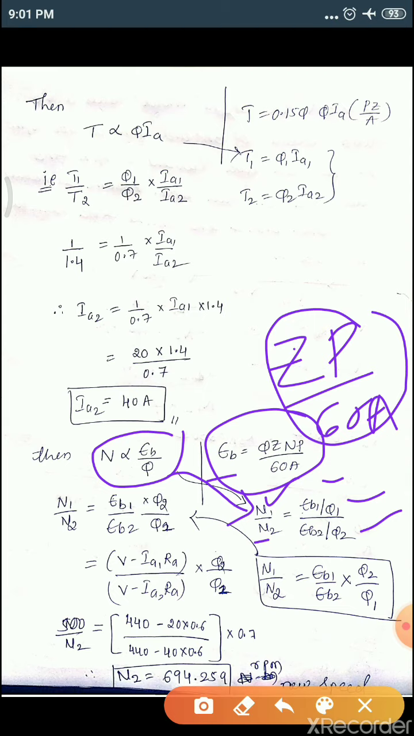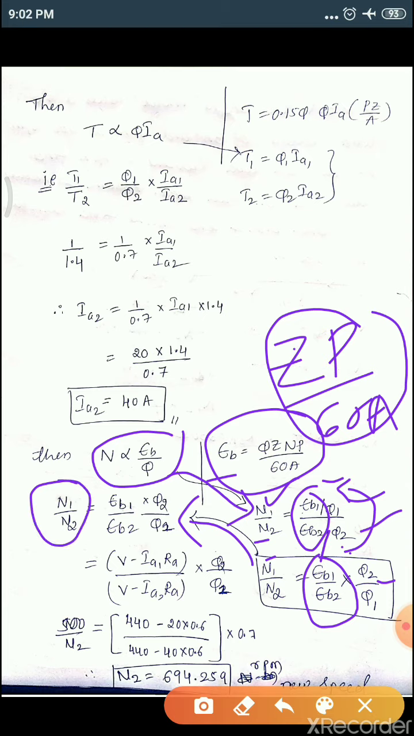Arranging it properly, Eb1 by Eb2 into phi 2 divided by phi 1, since the denominator moves to the numerator. So N1 by N2 is equal to Eb1 by Eb2 into phi 2 by phi 1. I hope you know that one indicates the original values and two indicates the new values.